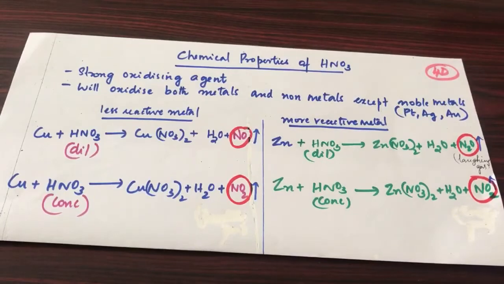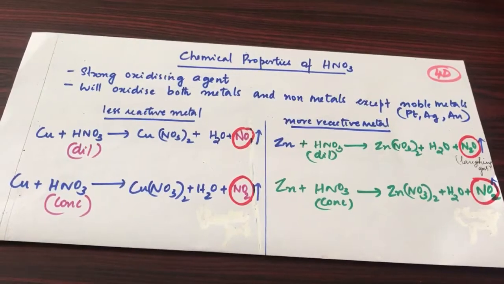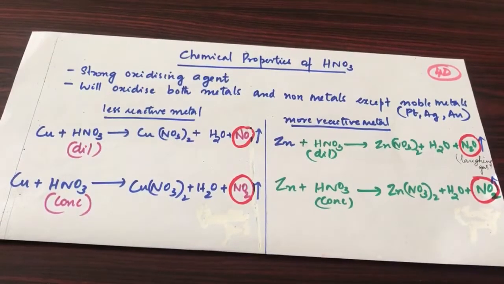That is why I told you during the preparation of HNO3, in the Ostwald process also, that it is a very reactive product that we are obtaining as a result of the Ostwald process, that is HNO3. So only we are using a platinum gauze. I told you, platinum rhodium gauze for the preparation. As catalyst we are using that because it should not react. It is a very good strong oxidizing agent.